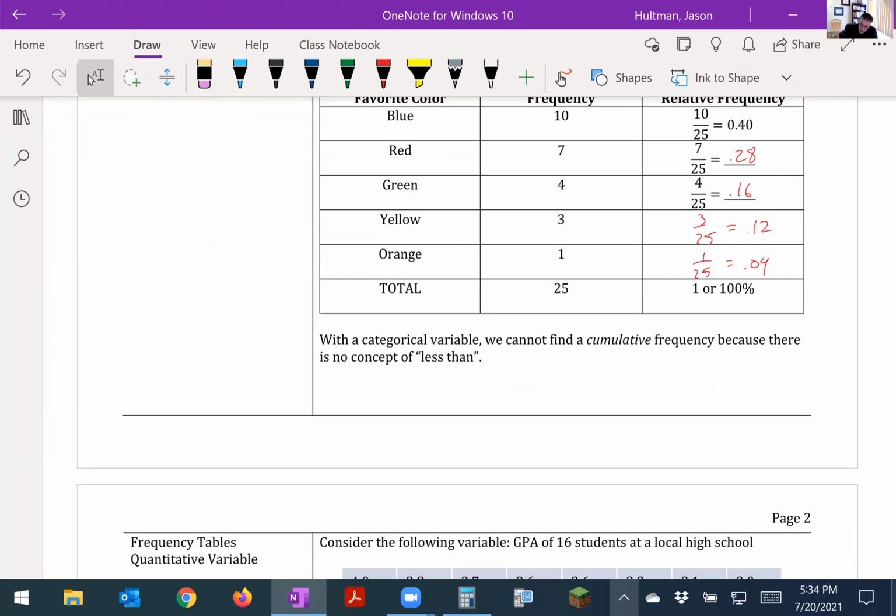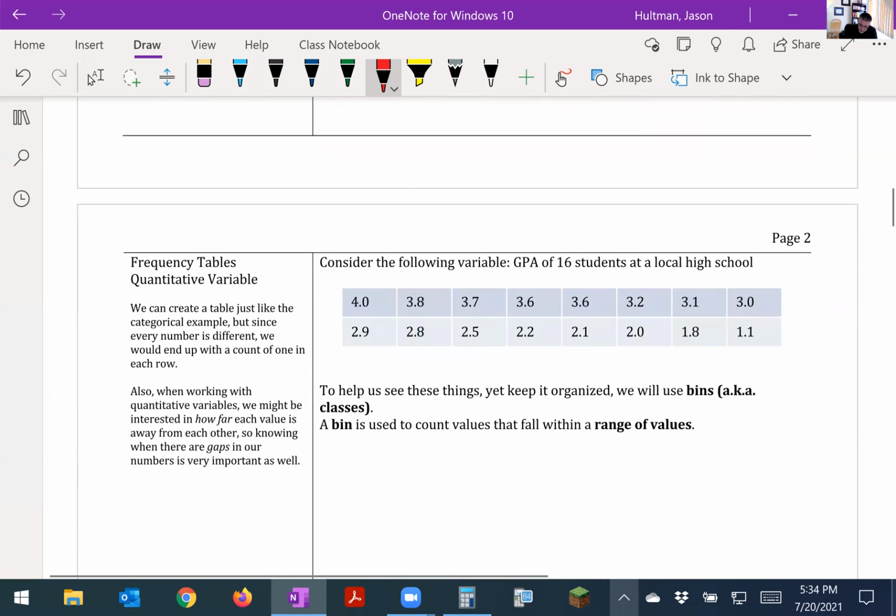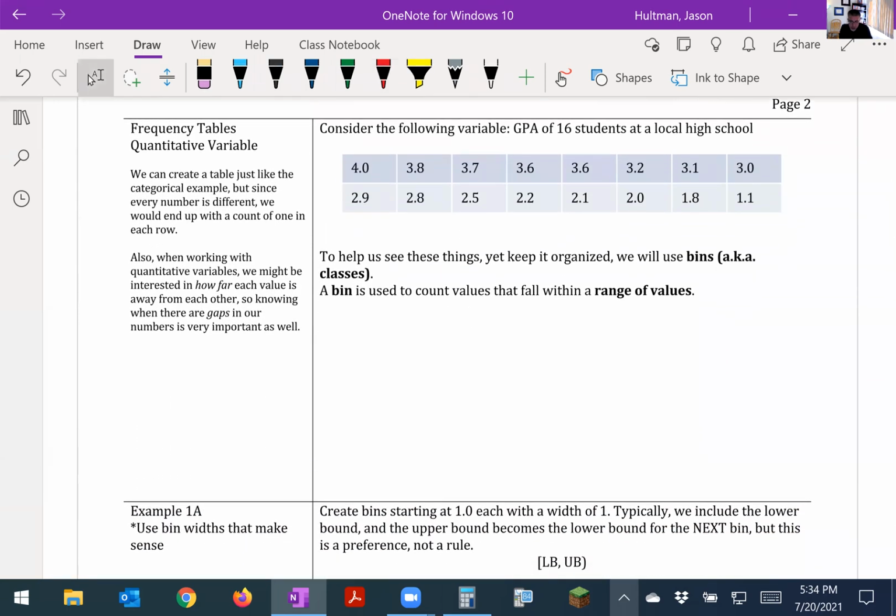With a categorical variable, we cannot find a cumulative frequency because there is no concept of less than. What does it mean to be less than orange, or less than yellow? Is red less than green? We can't order these because it's not numerical data. Let's look at some numerical data next.